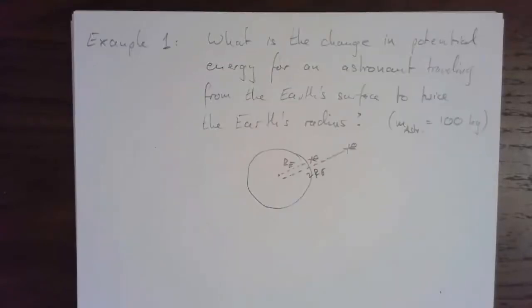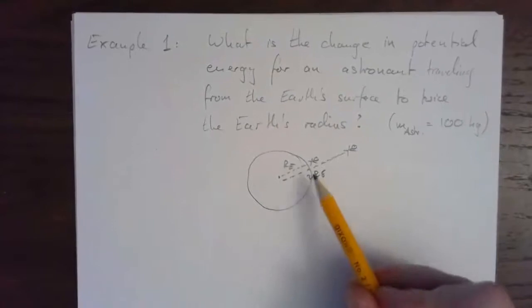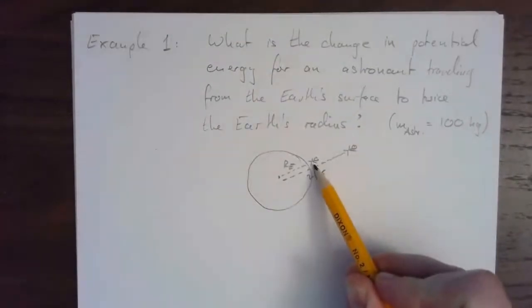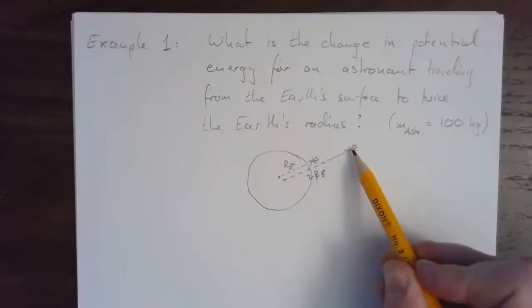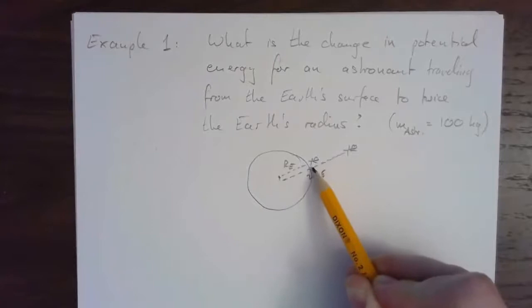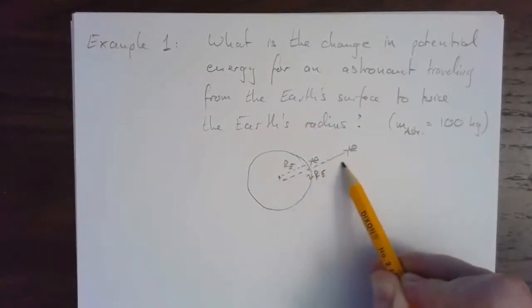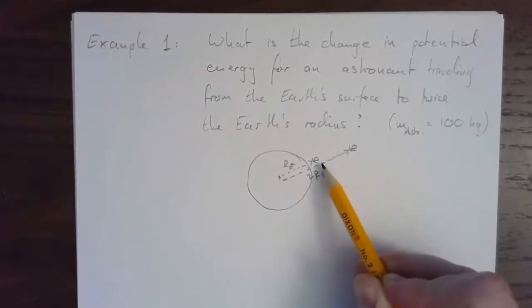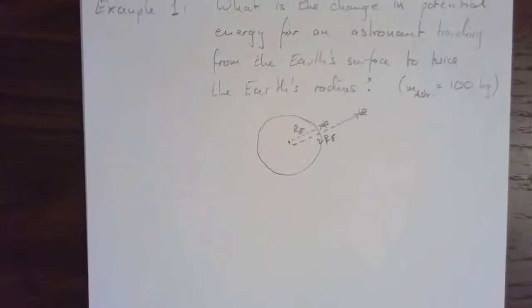Here's our first example. I ask, what is the change in potential energy for an astronaut traveling from the Earth's surface to twice the Earth's radius? So meaning starting at the Earth's surface and then going up in a rocket or in some such way, ending up at a distance from the center of the Earth that's twice the Earth's radius. So essentially 6,400 kilometers of radius, and then that same height again above the surface. What's the change in potential energy as we go from here to here?